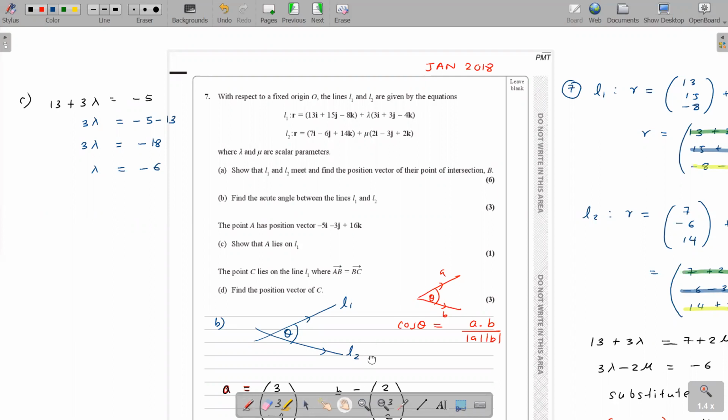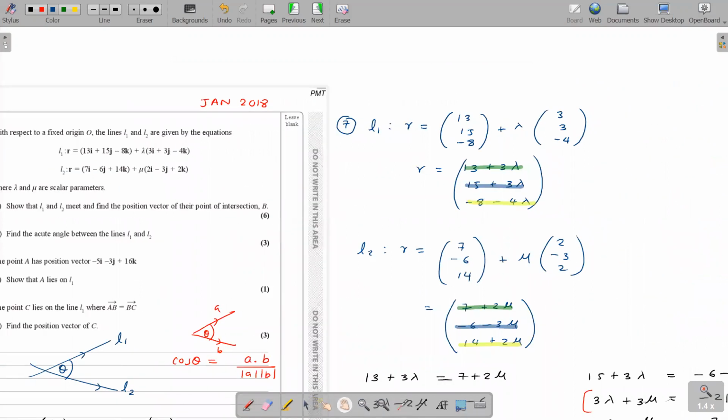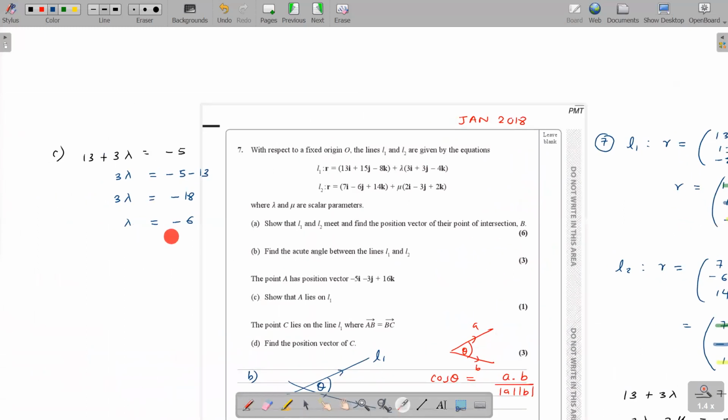What you could do now is substitute lambda as minus 6 into this equation and show that the xyz coordinates become minus 5, minus 3, 16. You can do this as rough work to see what lambda value satisfies, and then use the lambda value minus 6 in this equation and show that you get this answer. Or else, another approach is to keep doing it in this method.